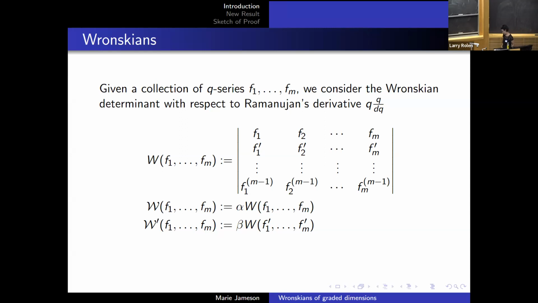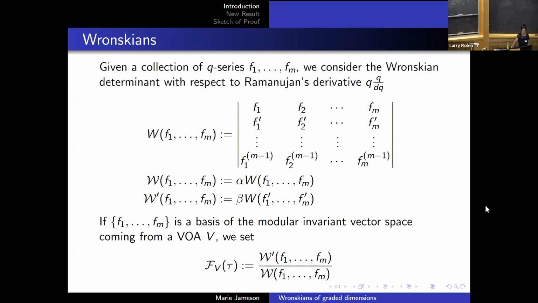Okay, so you have these vertex operator algebras and irreducible modules, and you end up with a bunch of Q-series, and you look at the derivatives, and then you take this quotient. That's the setup that I want to try to understand.